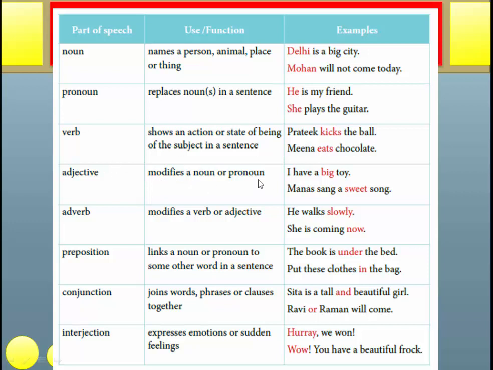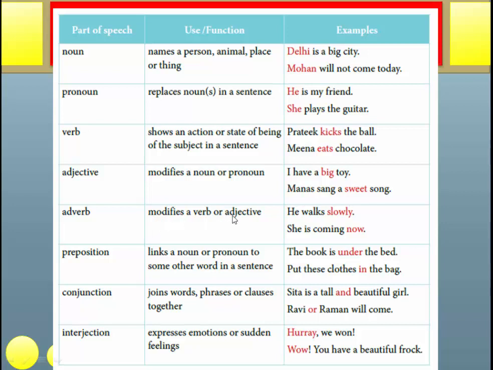Adjective modifies a noun or pronoun. I have a big toy. So this word big is describing toy, that is a noun. And Manas sang a sweet song. Again, this sweet is describing song. What kind of song? The sweet song. So big and sweet are adjectives.